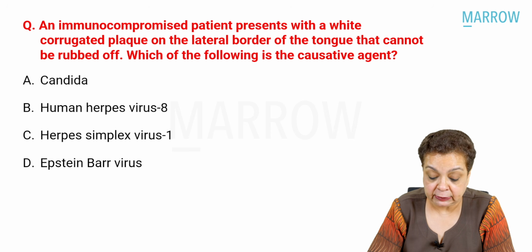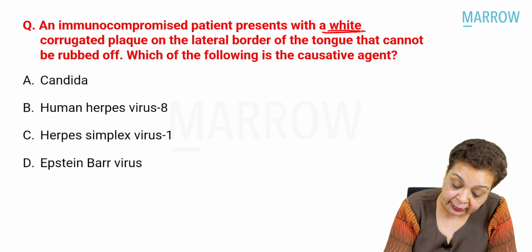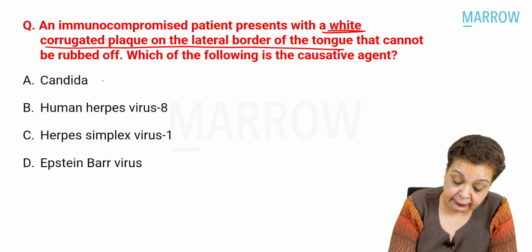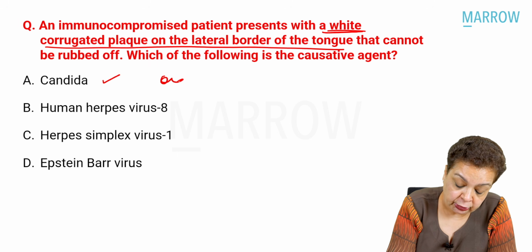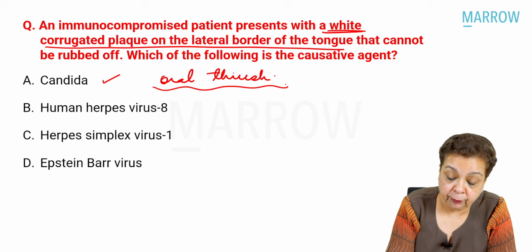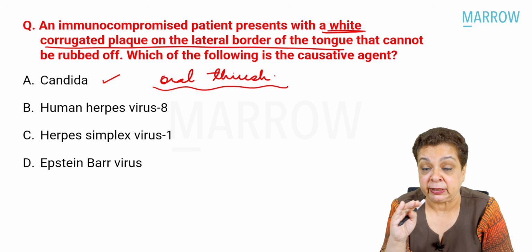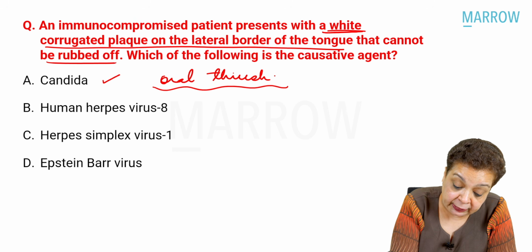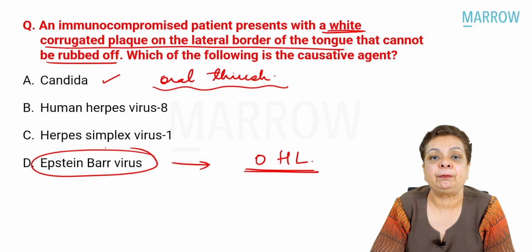An immunocompromised patient presents with white corrugated plaque on the lateral border of the tongue that cannot be rubbed off. Which of the following is the causative agent? Candida, human herpes virus 8, HSV1, and Epstein-Barr virus. Which one of them would lead to whitish lesions on the lateral border of the tongue? Can Candida lead to it? Yes, it can lead to white, cottage cheese-like material on the tongue, that is oral thrush. But that is not the cause here, because what is typically seen in oral thrush is that the material can be easily scraped off, leaving an erythematous base. But here it is saying that they cannot be rubbed off. So more likely the answer is oral hairy leukoplakia, which is caused by Epstein-Barr virus.